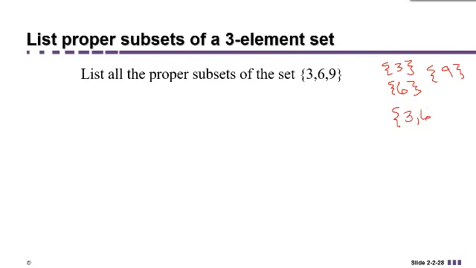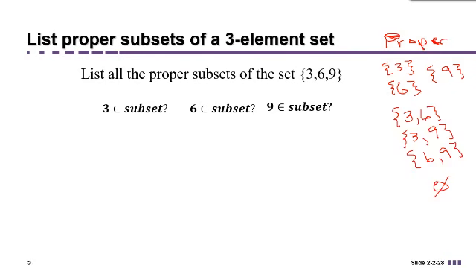So there's the one with 3 and 6, there's the one with 3 and 9, there's the one with 6 and 9. Now, I'm not going to list 9 and 3, for example, because remember the order in which these elements are listed does not matter. So that would be all of the ones that have 2 elements, and the only thing I'm missing now is the empty set. Remember, the subset that's equal to the original set, we don't want that because we're looking for proper subsets. All right, so now let me show you how you would do this with a tree diagram.